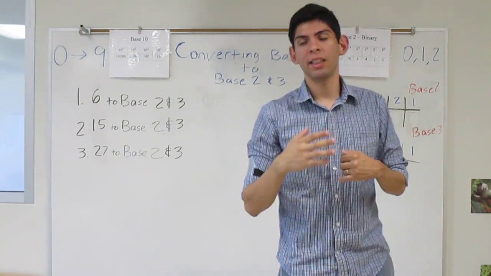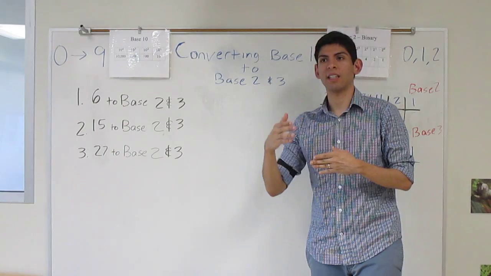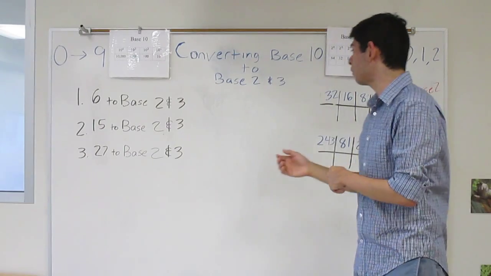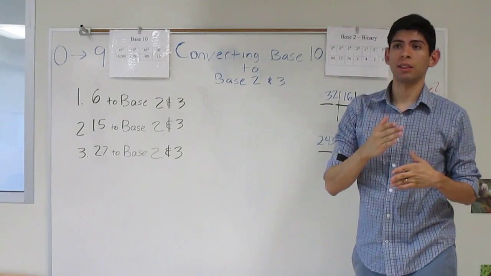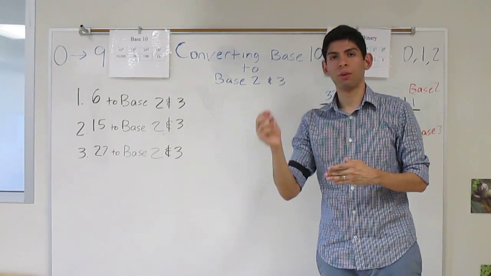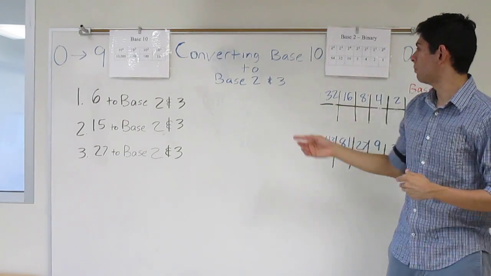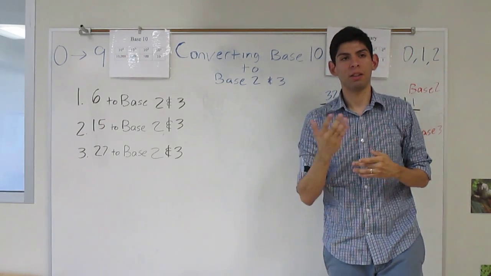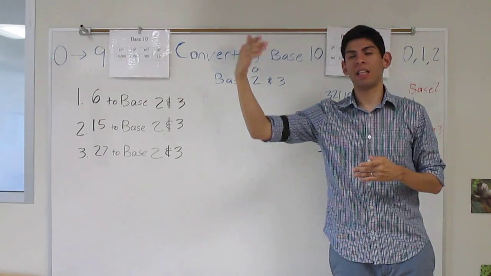Now, in base 10, the place values get 10 times greater. So we have 10 to the first will be 10, 10 to the second, 100, and as you move on, it gets 10 times greater. Now, in base 2, or binary, the place value gets 2 times greater. So 2 to the first is 2, 2 to the second is 4, and it goes 2 times greater every time you have a place value. And base 3 is the same thing, but it will be 3 times greater. 3 to the first is 3, 3 to the second is 9, 27, and you move on and so forth.